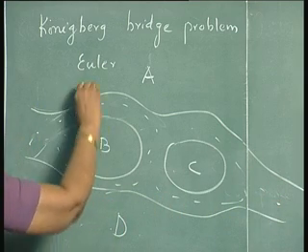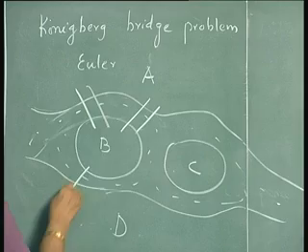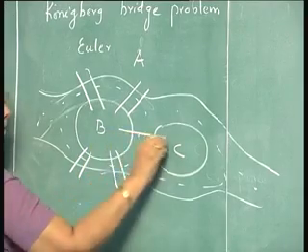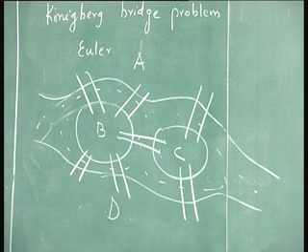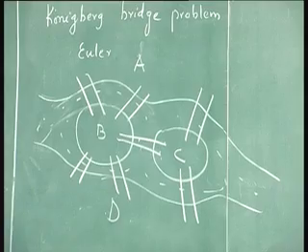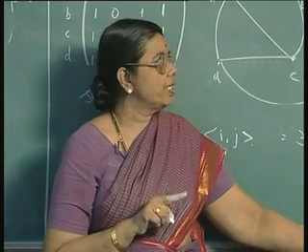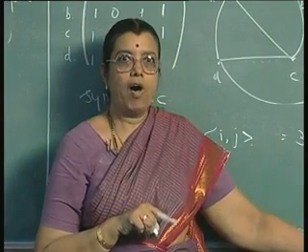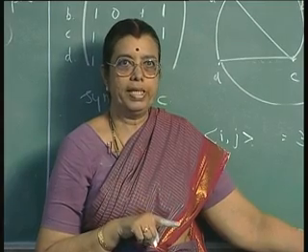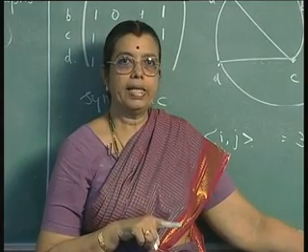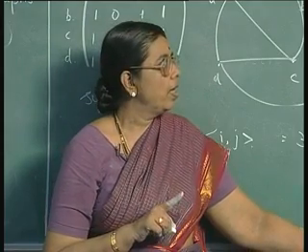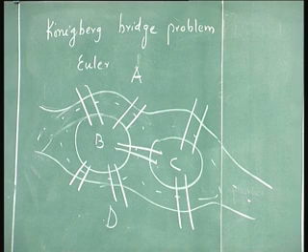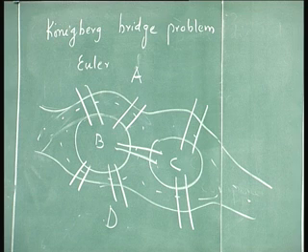There were bridges like this. Seven bridges were there like this. The question was, can you start from any one of the portions A, B, C, D, walk through each one of the bridges exactly once and reach the same portion A wherever you started? Then Euler proved that it is not possible to do that with this sort of arrangement of the bridges.